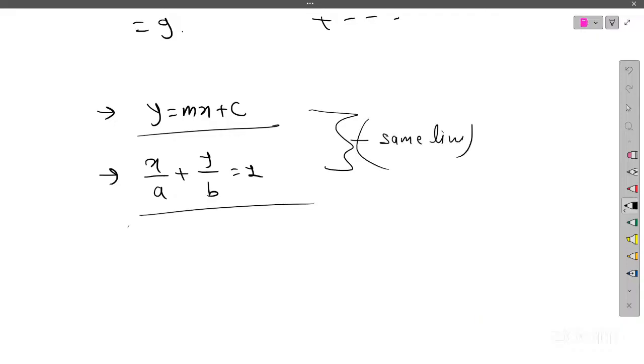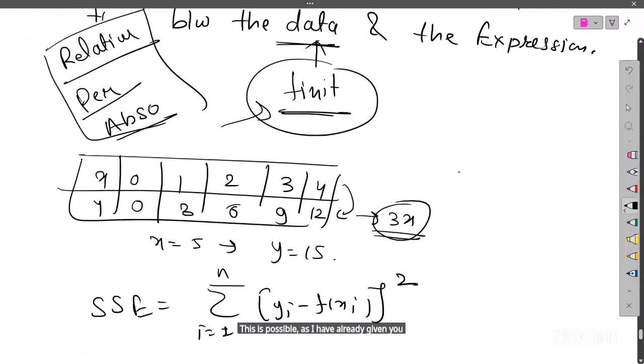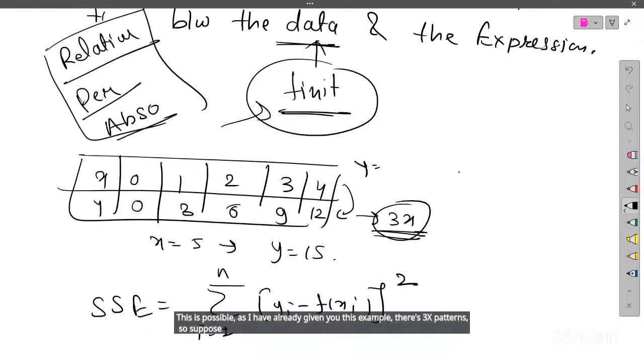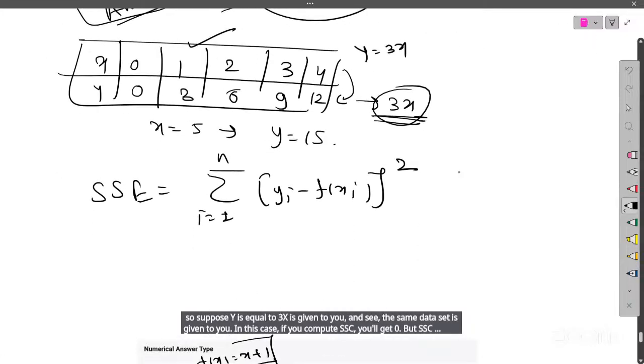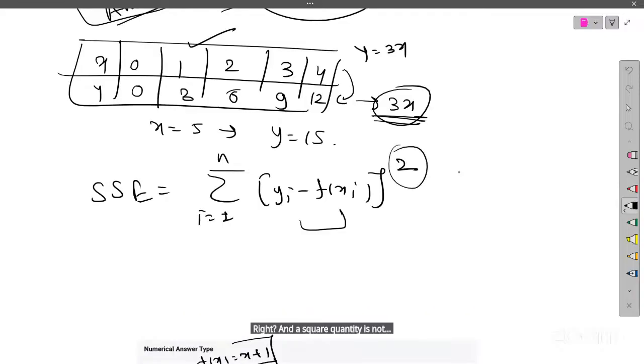Yes, Shashwati. My question is, can SSC be 0 or negative? It could be 0, but it cannot be negative. SSC could be 0, as in the example I already gave you, the 3x pattern. Suppose y equals 3x is given to you and the same data set is given. In this case, if you compute SSC, you will get 0. But SSC cannot be negative, because we are summing squares, and a square quantity cannot be negative.